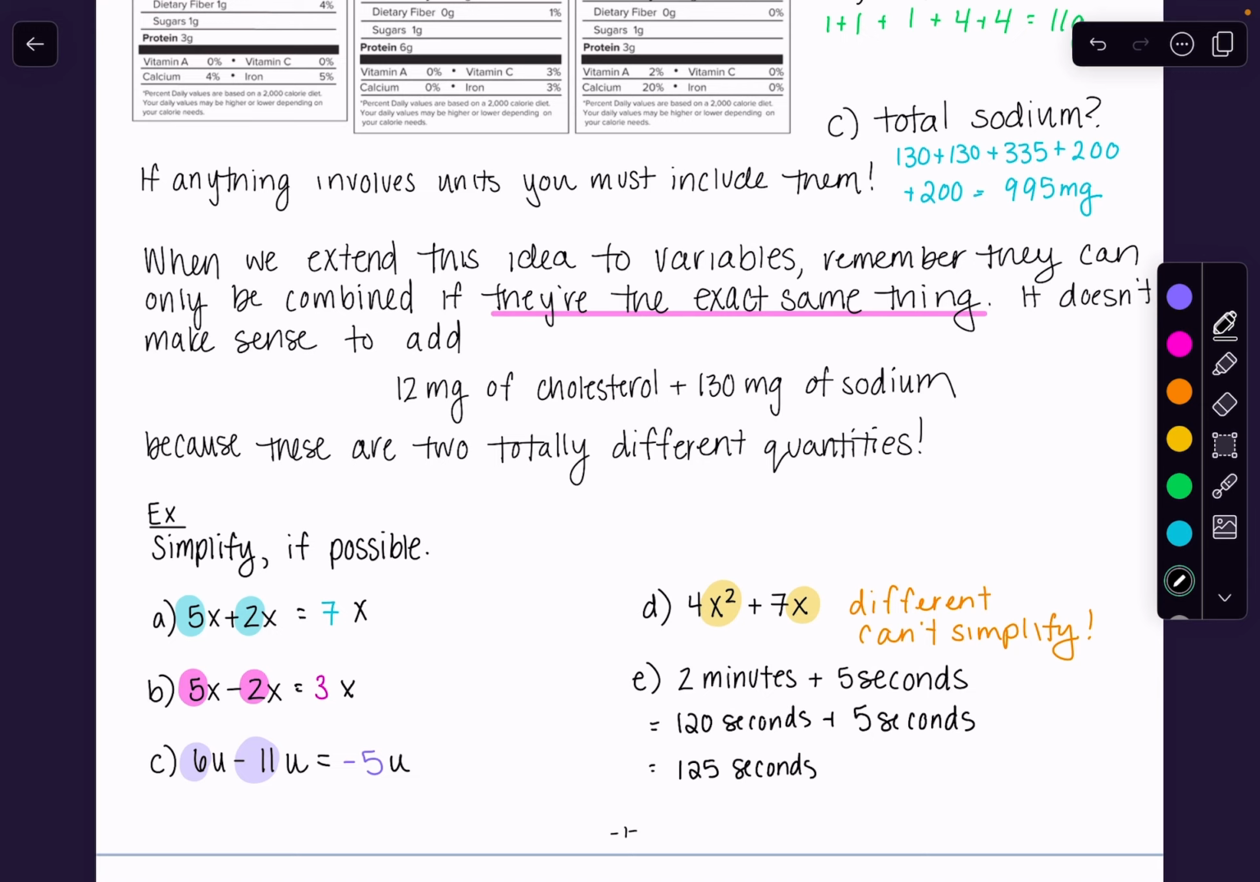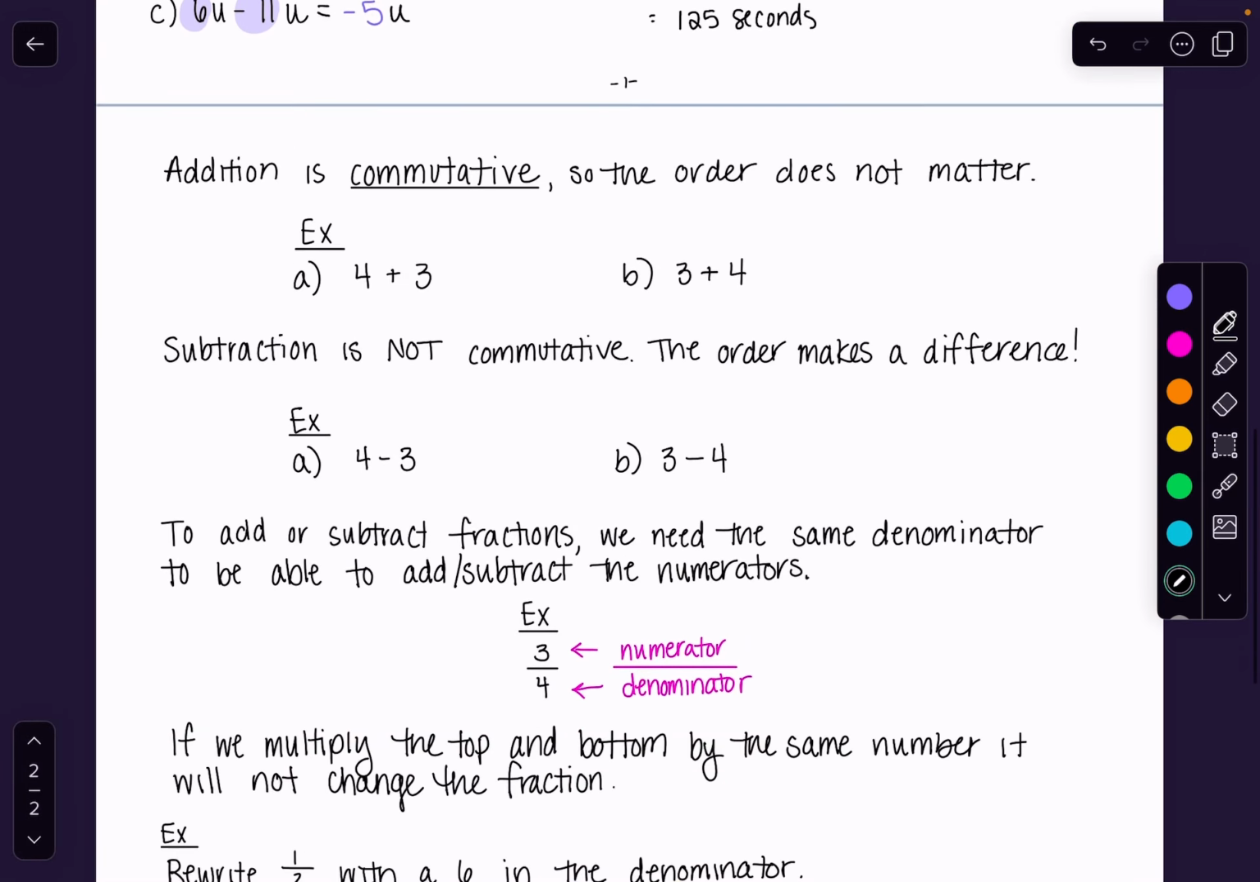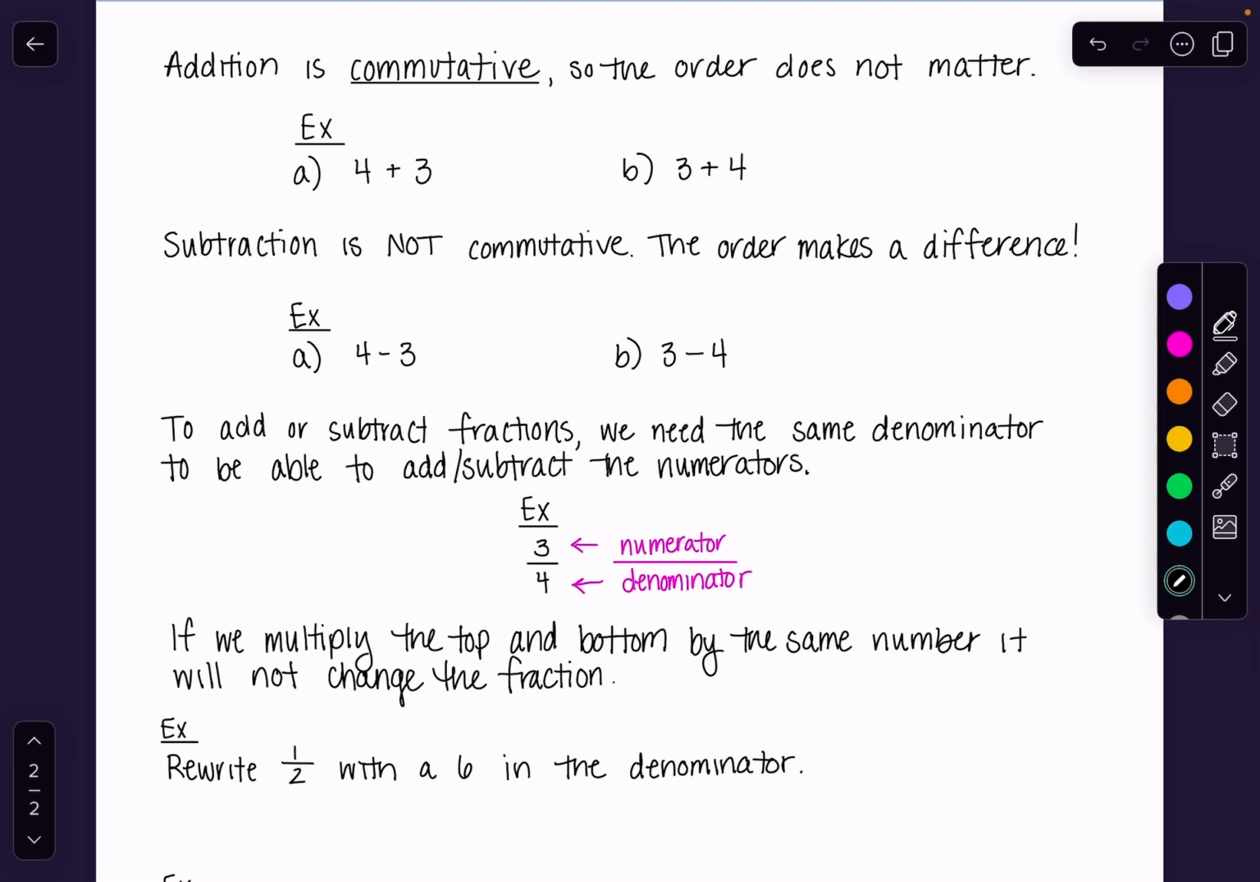Okay. Now, there is a property that we're going to talk about, which is called commutative. So with addition, we say that addition is commutative, and what that means is the order doesn't matter. So if you think of adding 4 plus 3, that's 7. If you do 3 plus 4, it's the same thing. It doesn't matter which one you plug in first in your calculator. You get the same result.